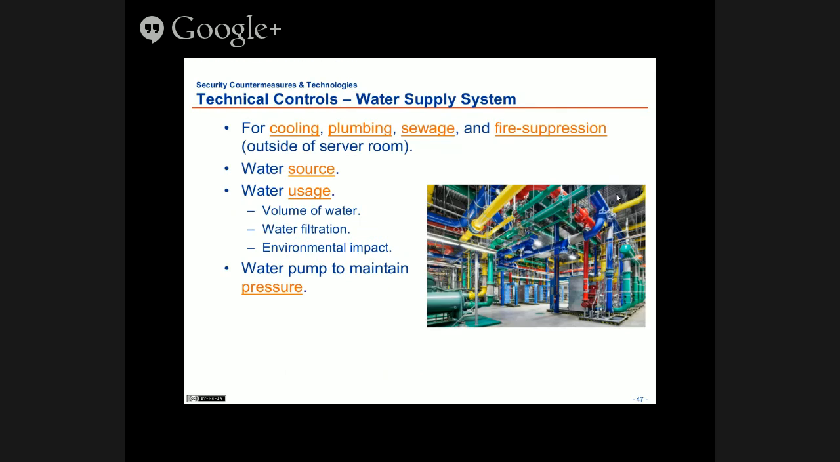All right, so here you're talking about cooling, plumbing, sewage, and fire suppression. These are basically the water supply outside the room. Think about your water source, the water usage, the volume of water, filtration, and environmental impact. The environmental impact has not always been there. This is something that's kind of new because now we're trying to be more conscious about what's going on.